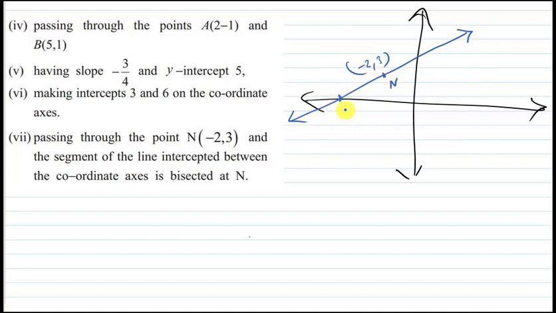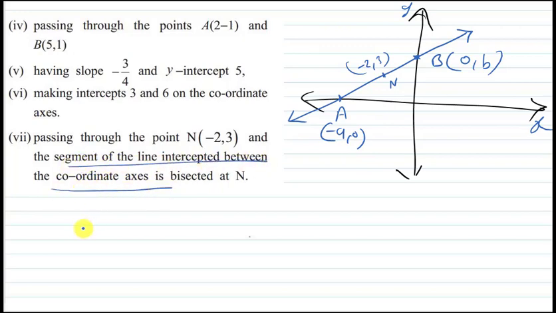Here this line is intercepting the x-axis at, let's suppose, point A, and the y-axis at point B. Let's suppose the coordinates of point A are (minus a, 0). The coordinates of point B are (0, b), right? These will be the intercepts of the line on the x-axis and y-axis. So the line segment joining these 2 points is called the segment of the line intercepted between the coordinate axes, right? So this line segment AB is bisected at N. Bisected means N is the midpoint of AB, right?